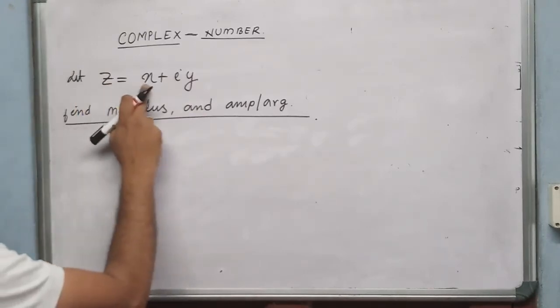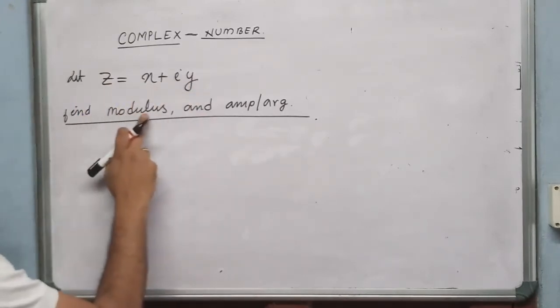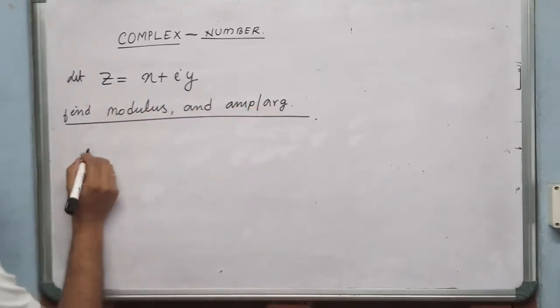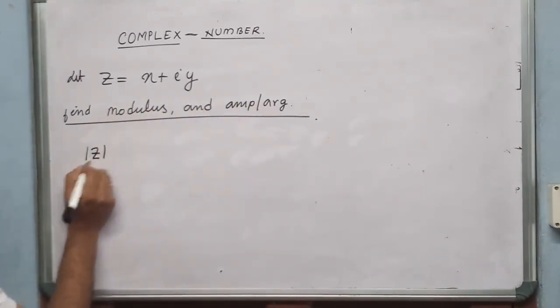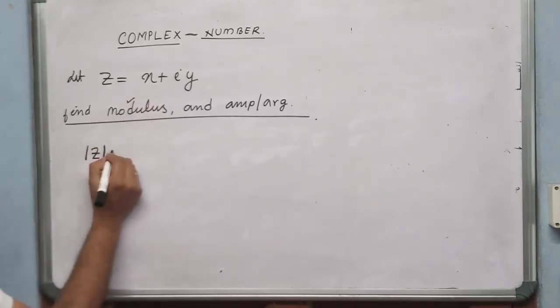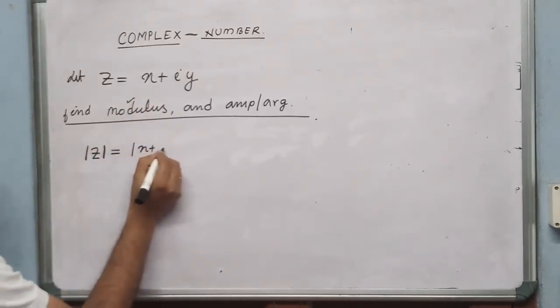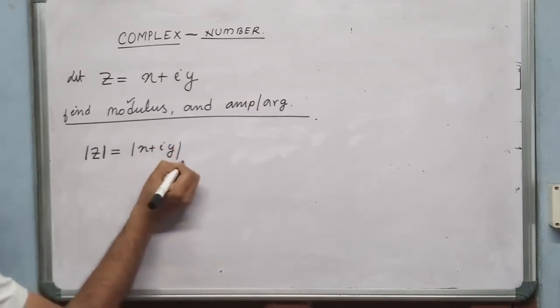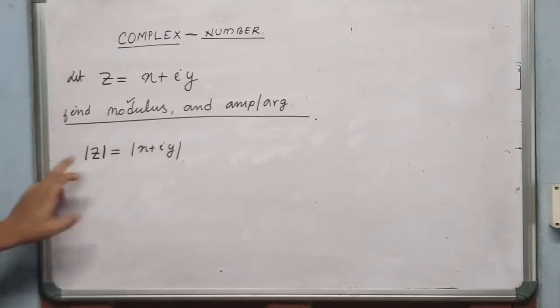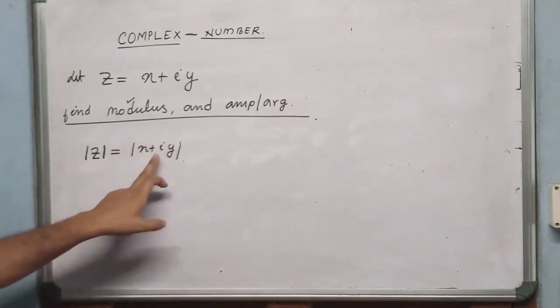Now Z equals x plus iy. Find the modulus and the amplitude or argument. Now the modulus means mod of Z. First I am doing this. Modulus of Z means mod of x plus iy. To calculate the modulus of a complex number, the complex number should be in the form x plus iy or x minus iy. The mod of Z equals mod of x plus iy.